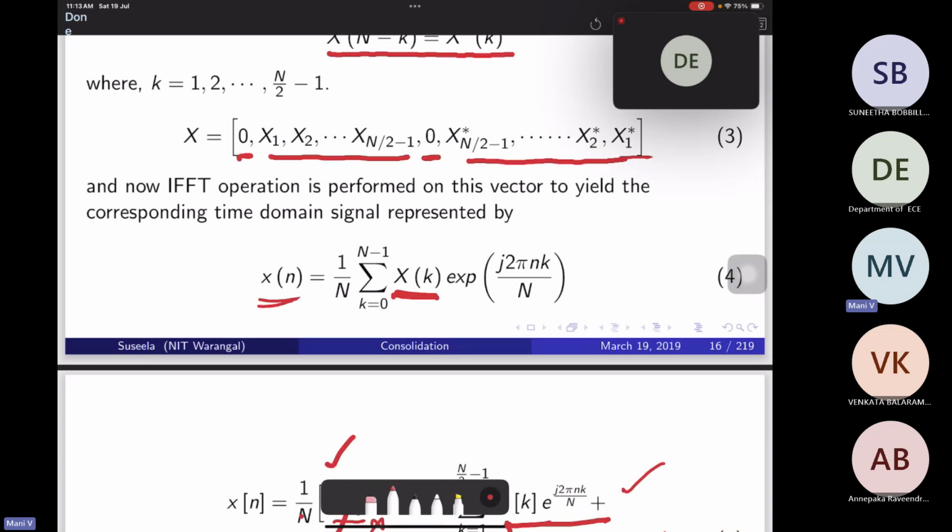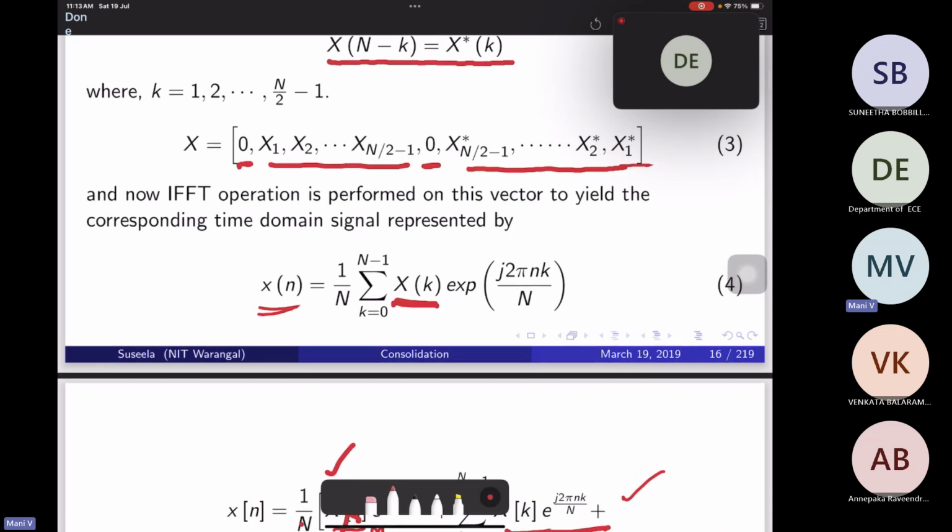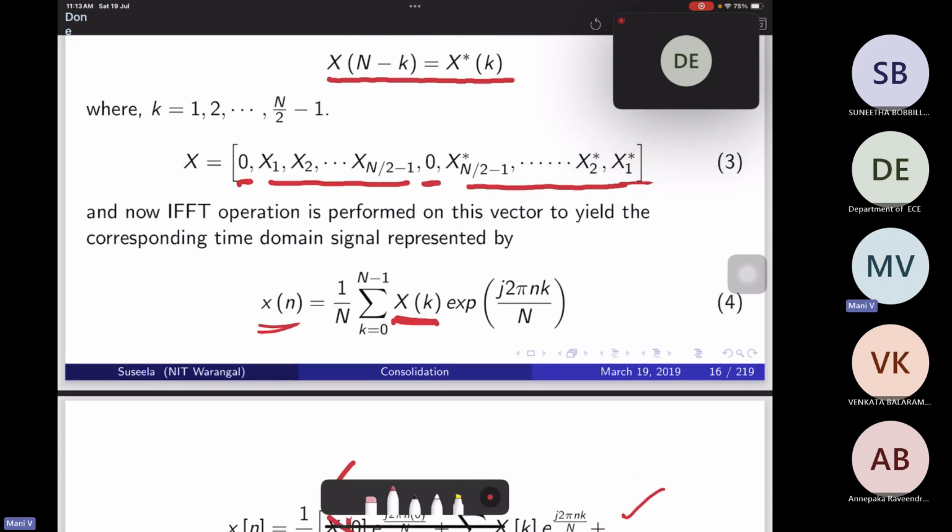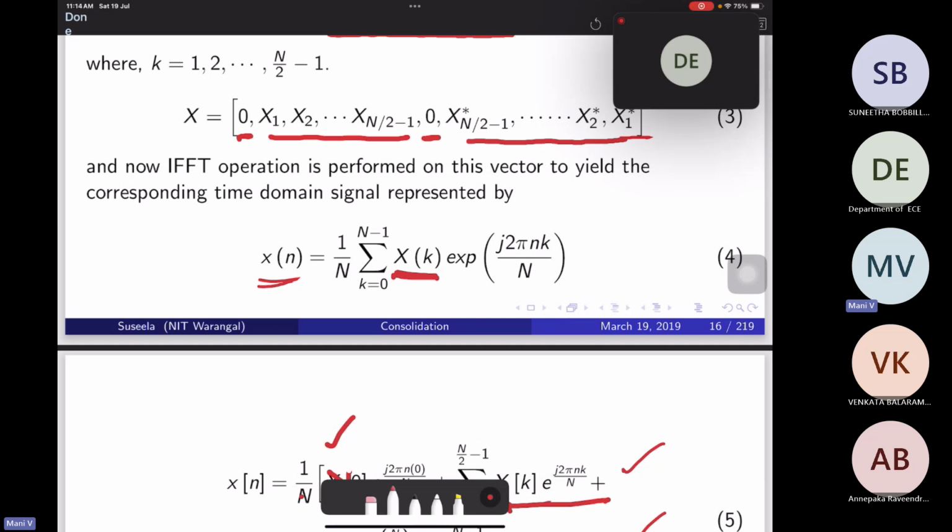So what is this equation? This equation is orthogonal frequency division multiplexing. That means summing up all the values. What is the resultant output? The output is a time domain signal. So that is x of n. What is my x of n? It is the summation of x of k e power j 2 pi n k by capital N.